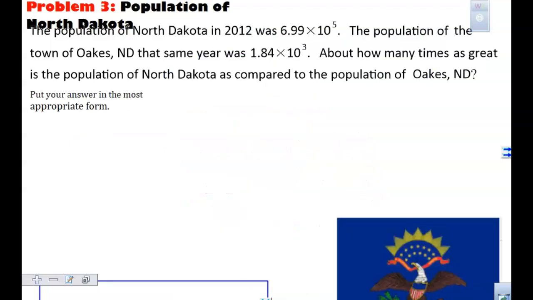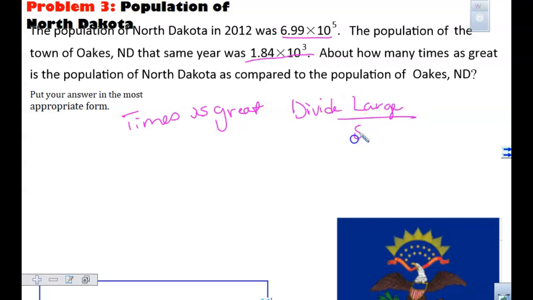As we are looking at that next one, Brad, would you please read about population? Population of North Dakota, 2004, 6.99. The population of the town of Oaks that same year was 1.84 times. About how many times as great is the population of North Dakota as Oaks? Anytime you are finding times as great, what they are really telling you to do is to divide. And you're usually taking your larger divided by the smaller one.